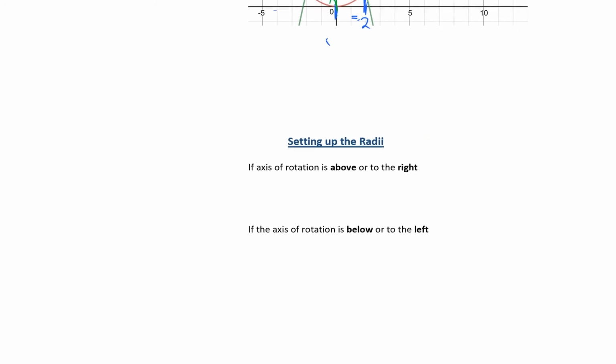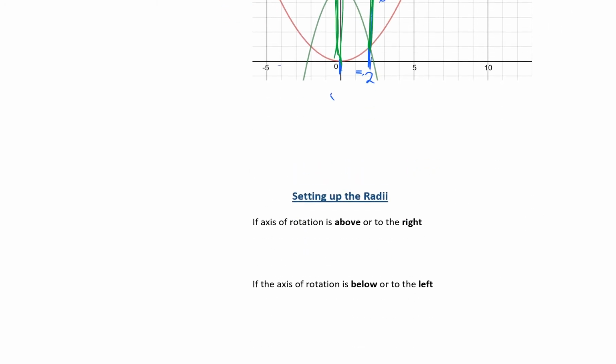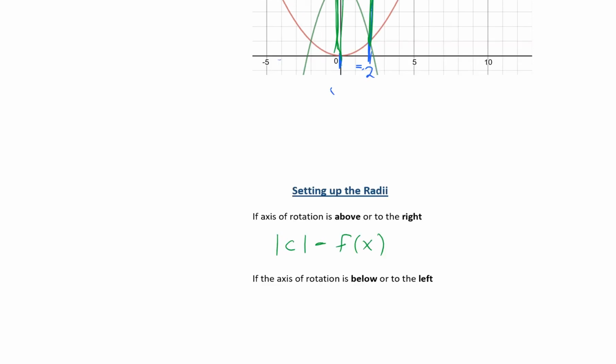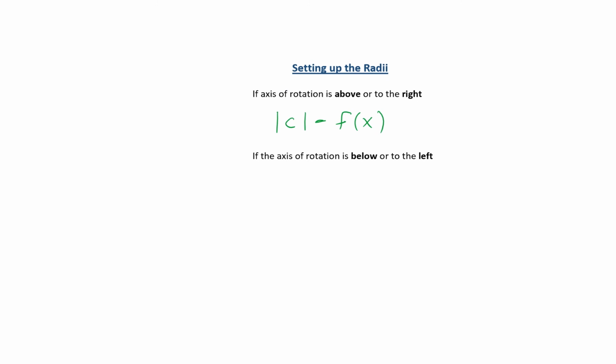If your axis of rotation is above or to the right of your volume, then your radius is going to be the absolute value of c minus f of x. So c, that's the axis of rotation. In this case, it's 7. So it's the absolute value of c minus f of x. If the axis of rotation is below or to the left, it's the absolute value of c plus f of x.